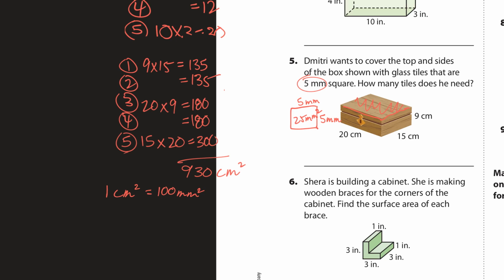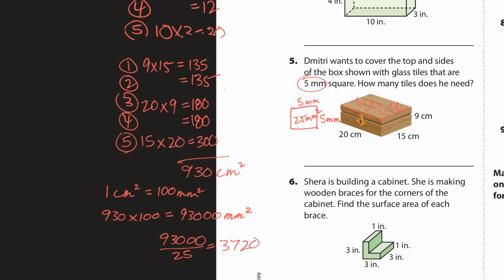So we're going to use this. If we have 930 square centimeters, then 930 times 100 would be 930 with 2 more zeros, 93,000 square millimeters. Now the question is, how many of these fit into here? And that's division. So we take 93,000 divided by 25, which is 3,720.